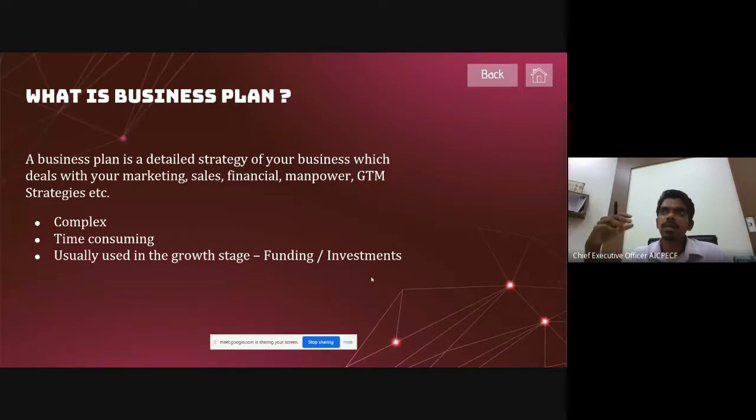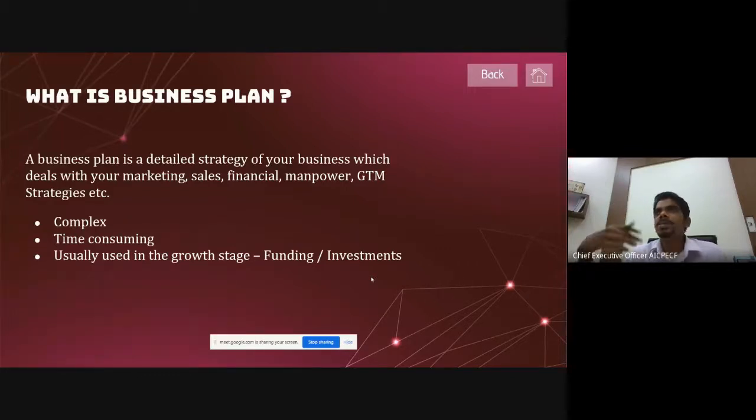As we talk about strategies, it's always complex. You need to take a lot of things into account. It is always time-consuming also, right? So a business plan is something which consists of more than 4 or 5 pages. It's kind of a small booklet, kind of an SOP, operational standards that you are creating for your own business.